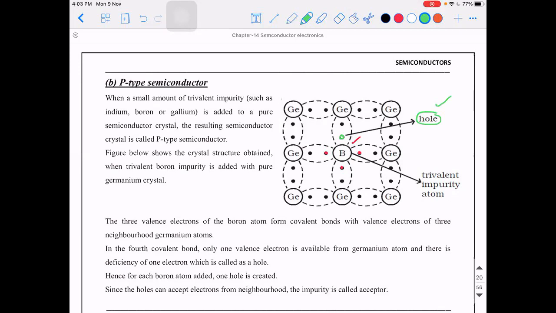The 3 valence electrons from the boron atom form covalent bonds with valence electrons of 3 neighboring germanium atoms. In the 4th covalent bond, only 1 valence electron is available from the germanium atom, and there is a deficiency of an electron, which is called a hole. Hence, when you add each boron atom, 1 hole is generated. Since the holes can accept electrons from the neighborhood, the impurity that is added is called an acceptor. This I have already told.